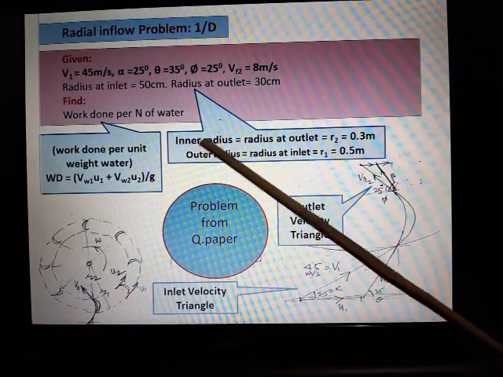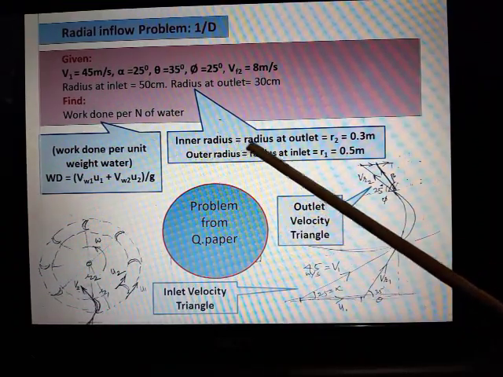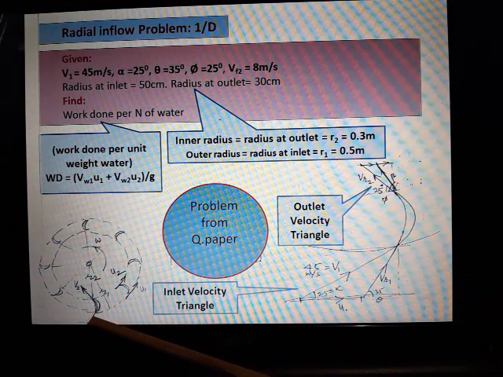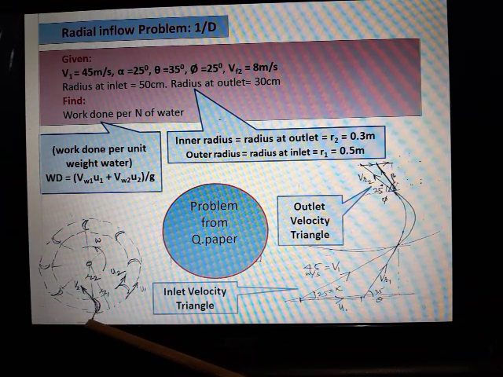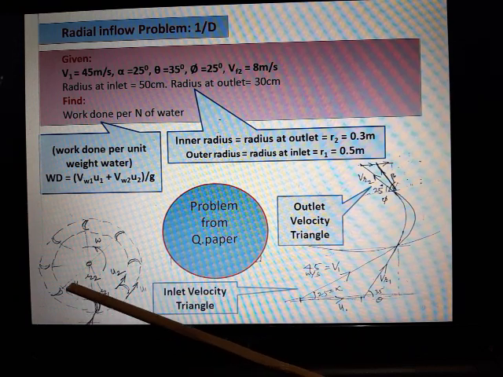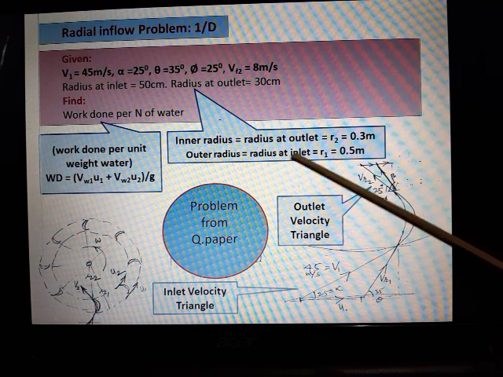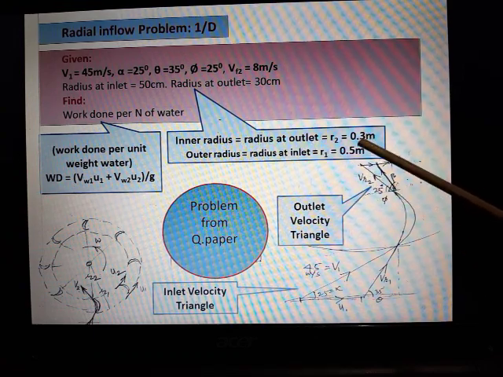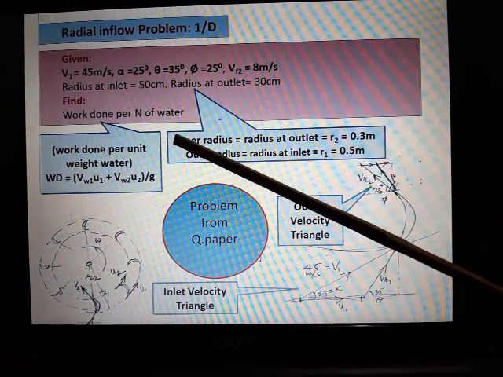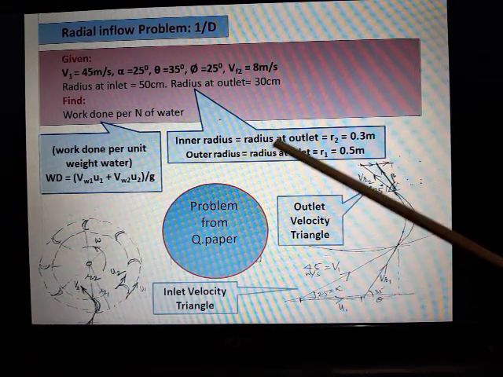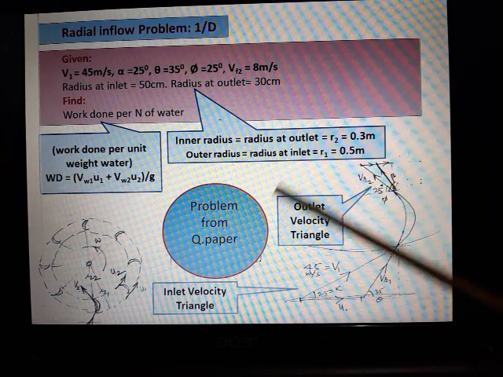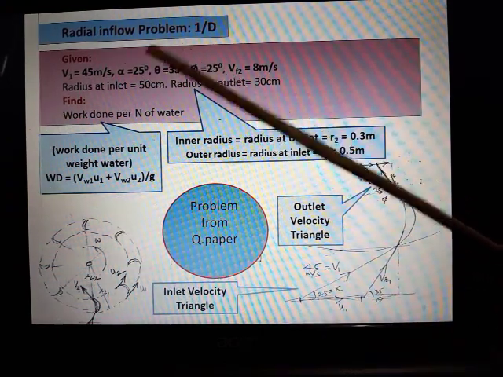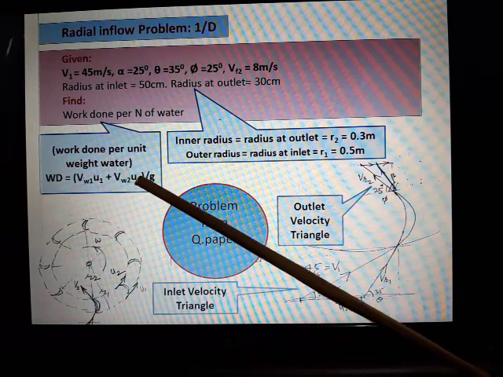So what we can write is radius at outlet is 0.3 meters. So you can see here there is an inlet, there is an outlet. Inlet radius is more, outlet radius is less. So R1 becomes 0.5, that is radius at inlet. Radius at outlet is 0.3. So this particular wording is not proper. Actually, radius at inlet is proper. Now work done per unit weight in radial inflow case is (VW1 U1 plus VW2 U2) by g.